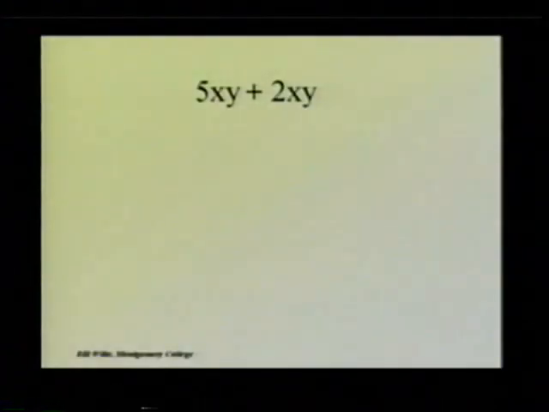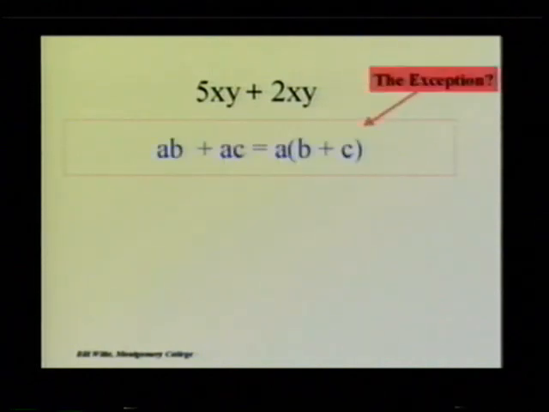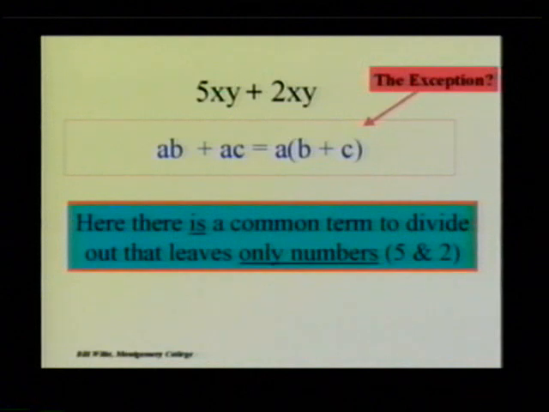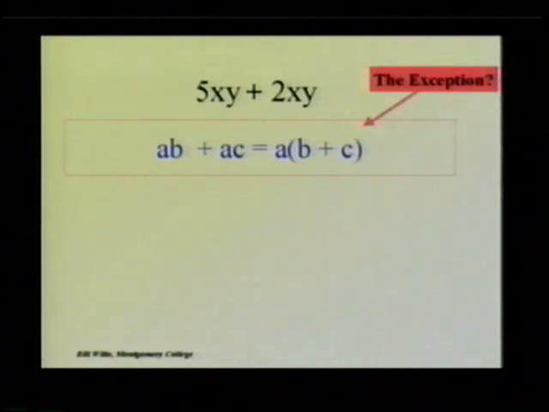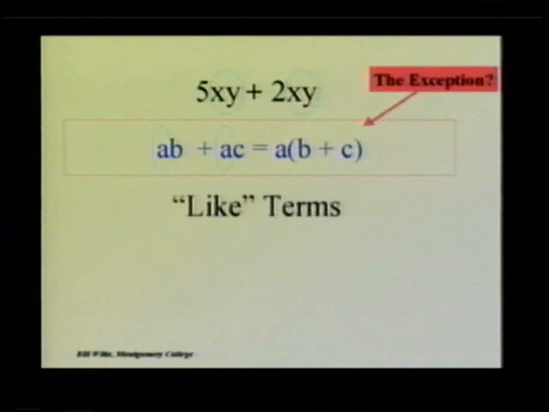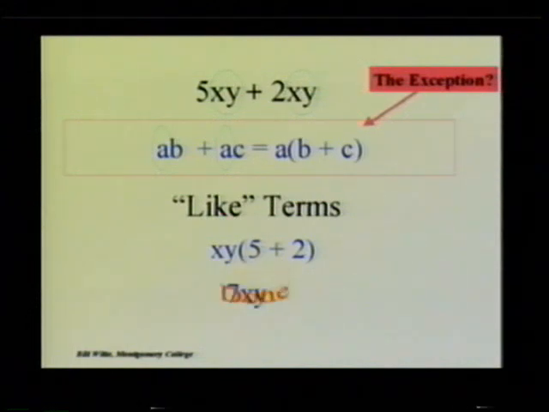Let's take a look at this. These smell alike, don't they, a little bit? I see something in there that's the same. What's the same? Well, there is a common term, but does it leave only numbers? X, Y, yep. When I take out X and Y, it does leave just numbers. So these are, in fact, like terms, so you can put them together.